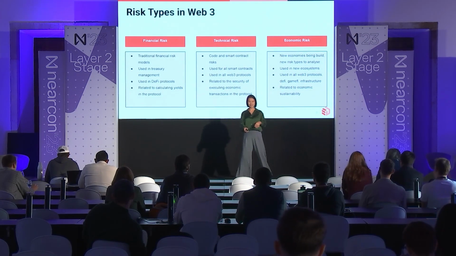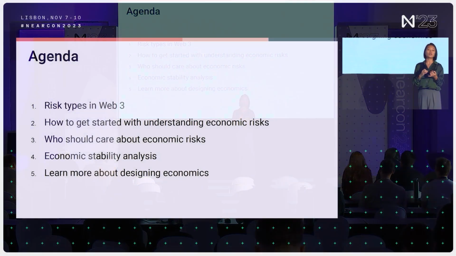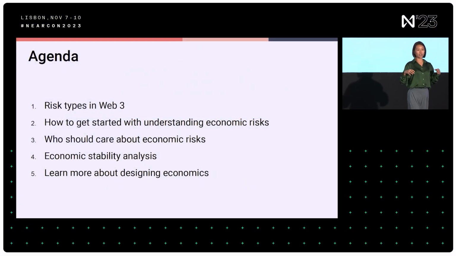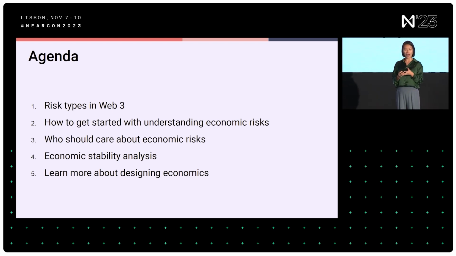Okay, great. So I want to cover a couple of things today. Firstly is the risk types in Web3. In Web3, we talk a lot about different kinds of risks, financial risks and smart contract risks. So I want to dive a little deeper into understanding what options of risks are available in Web3 and how we analyze them. Then I want to get started with understanding economic risks, something I want to focus on in this session. Why should we care about economic risks? How do we look at designing and analyzing them? And how do we design a robust economy?